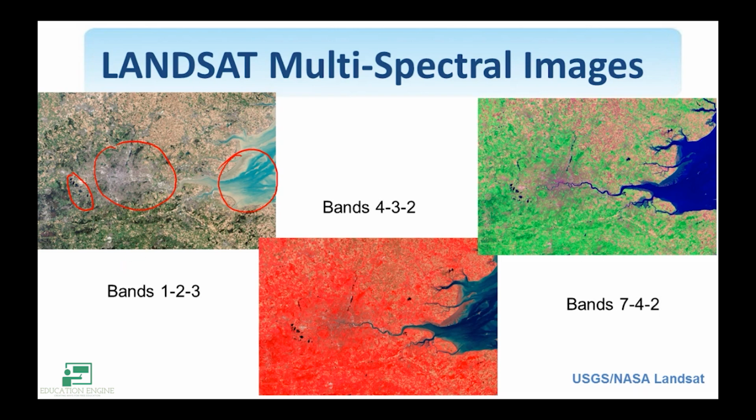Now, another combination is the 742 shown on the right, so two infrared bands plus green, and this combination is especially useful for geological and agricultural studies, because band 7 can help discriminate between various types of rocks and minerals. And bright green here indicates vegetation, while the water appears dark blue or black.